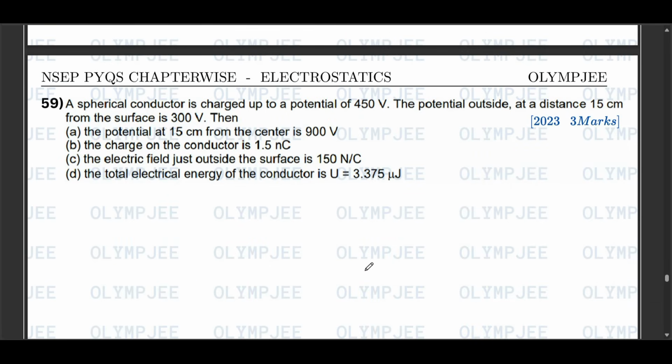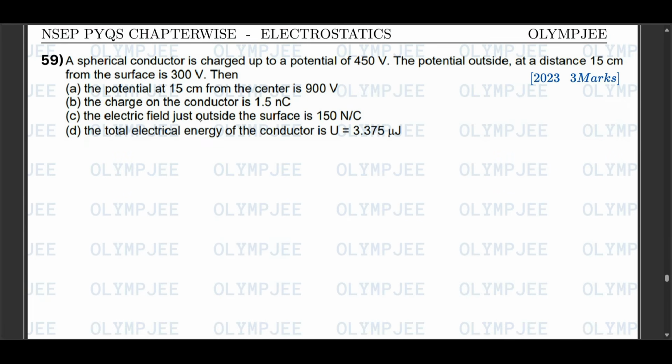So question 59 says that a spherical conductor is charged up to a potential of 450 volt. The potential outside at a distance 15 centimeter from the surface is 300 volt. Okay, so let me solve this question. So the conducting shell has potential of 450 volt. This implies that kq by r is 450, right? And at a distance of 15 centimeter from surface it is 300 volts.